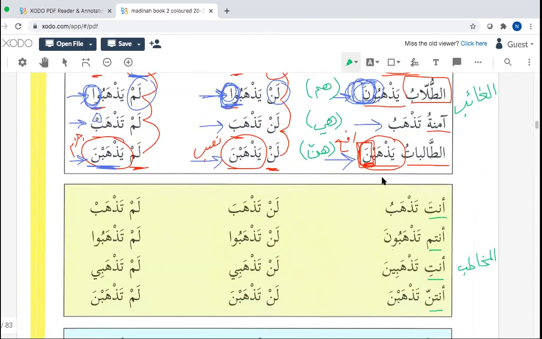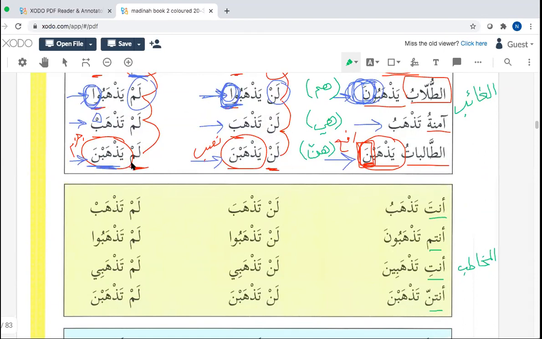So these are obviously not all of the damair al-mukhataba, they're just some of them as an example. But what happens to this verb? Have a look at it. Let's have a read.